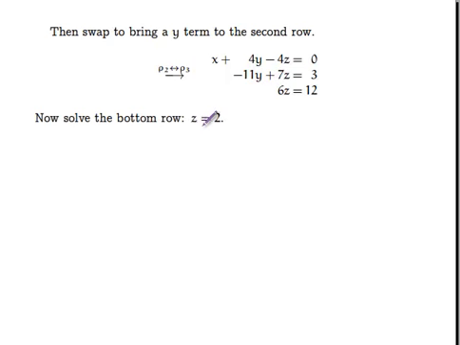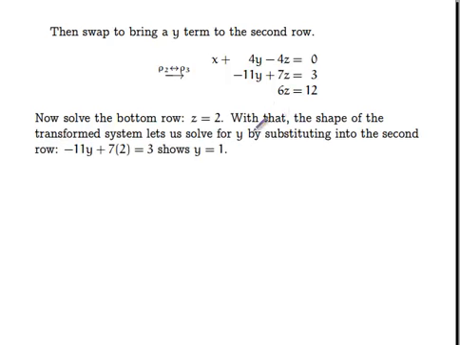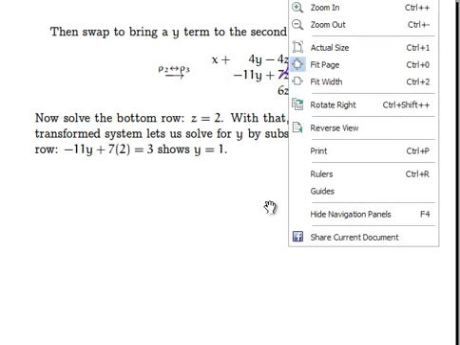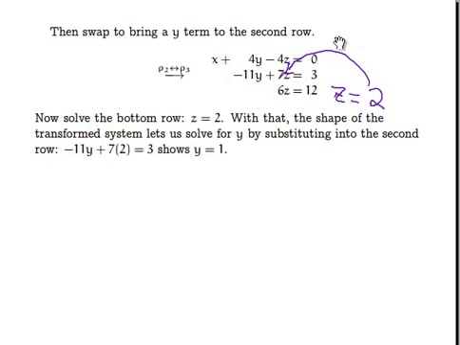Now I can solve the bottom row, z equals 2, by dividing both sides by 6. Now, the shape of the transformed system lets us solve for y by substituting into the second row. See, now I know that z equals 2 from here, and I can put the 2 in here for this z. Once I do that, I only have the unknown y in the second equation, and I can solve that to find y equals 1.